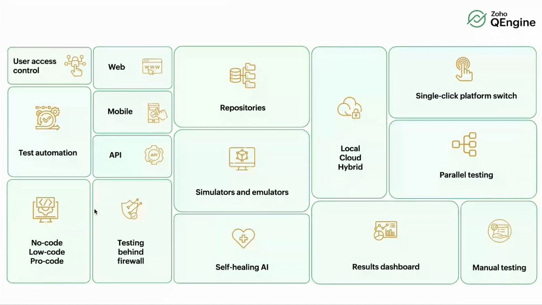Of course, we provide simulators and emulators for testing. And the star of the entire show of Zoho QEngine, or the USP of Zoho QEngine, is single-click platform switch, wherein, as I mentioned, we provide for you to write test cases across web, mobile, and API as well, and you can quickly switch between all of this with a single click. You can, in fact, even create test cases for them simultaneously. Of course, you will have to execute them separately.